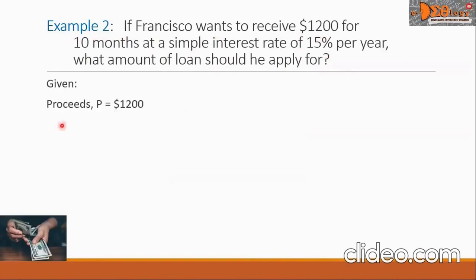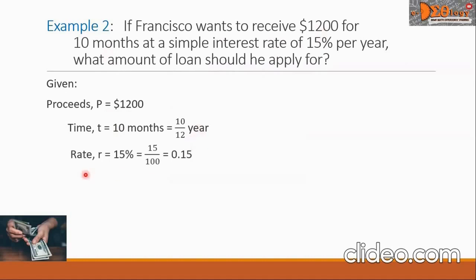This time, the proceeds P is equal to that $1,200. Next is the time, and that is 10 months, that we converted into a year. So it becomes 10 over 12. Next is the rate, and that is the 15% that we converted into decimal. In this problem, what we want to know is the amount M.